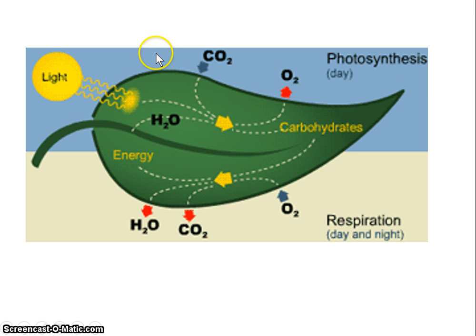So here we have a diagram showing photosynthesis, which only happens during the day, right? You need sunlight in order to have photosynthesis. Respiration can happen during day or night because in respiration, the glucose, which is a carbohydrate, is being broken down, and the end product is energy being released.